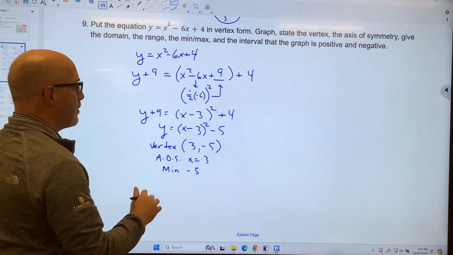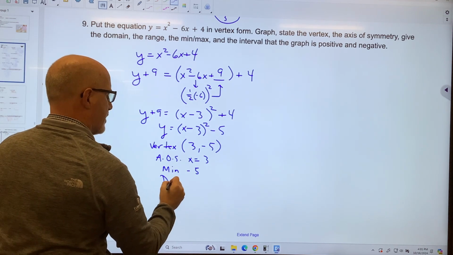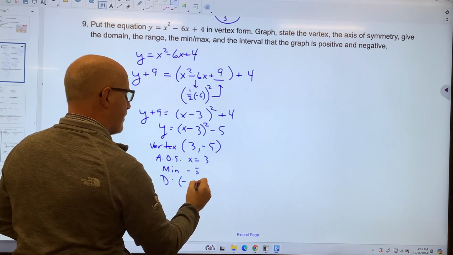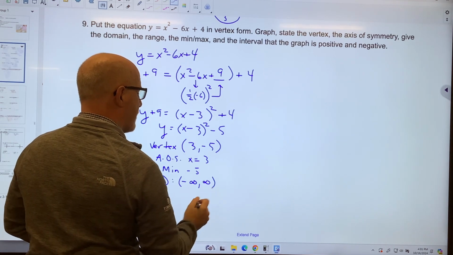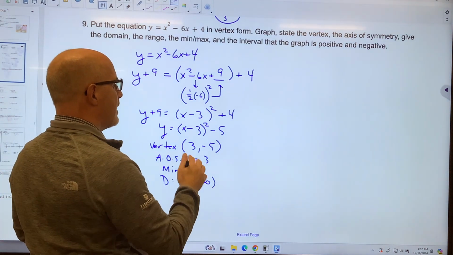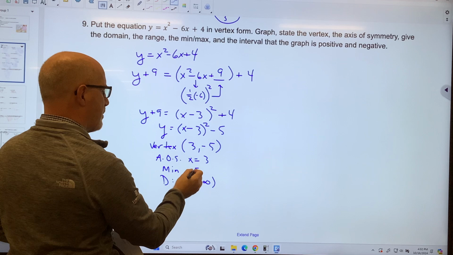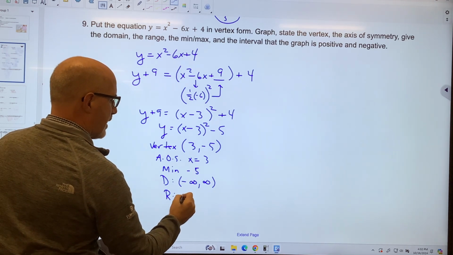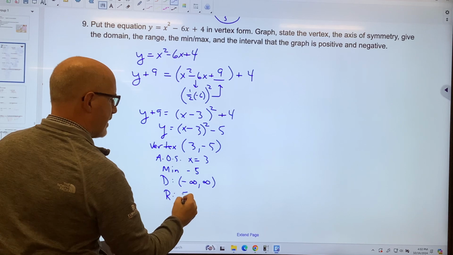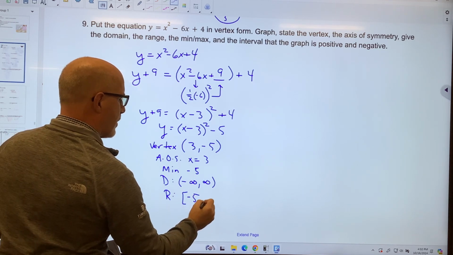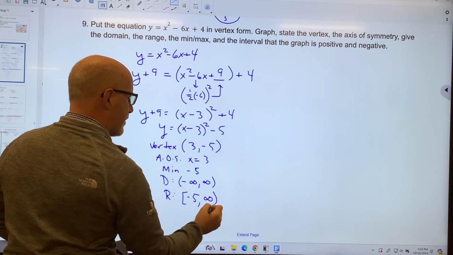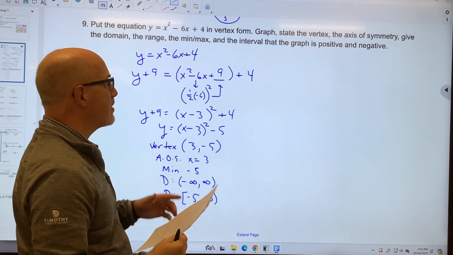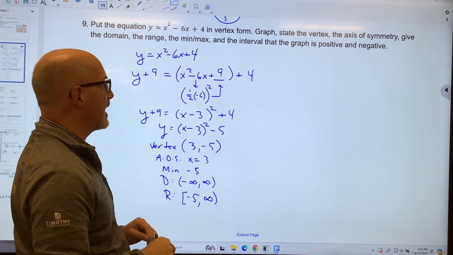We want the domain and range. So the domain is going to be all real numbers, negative infinity to infinity. And then the range is going to be everything above this minimum value. So my range is going to start at -5 and go off to infinity, because it opens up from there. Now this says, where is the graph positive and negative?